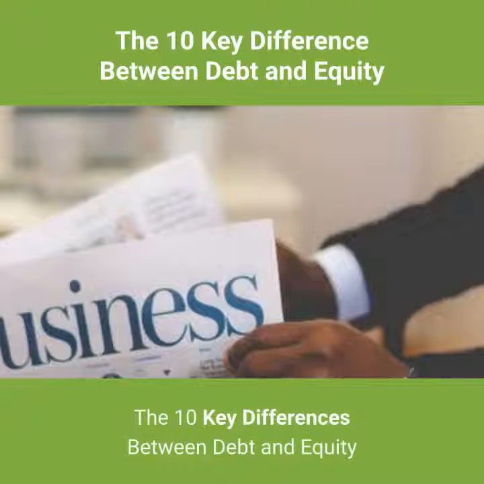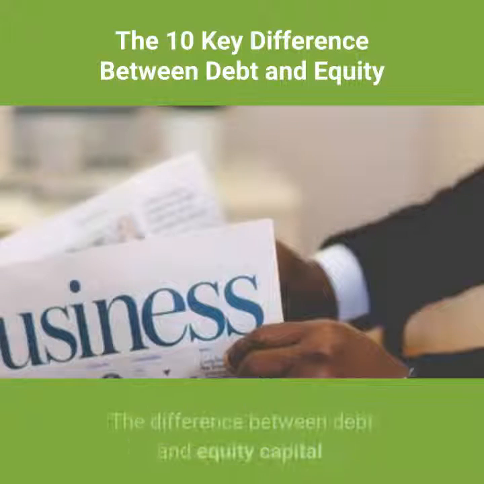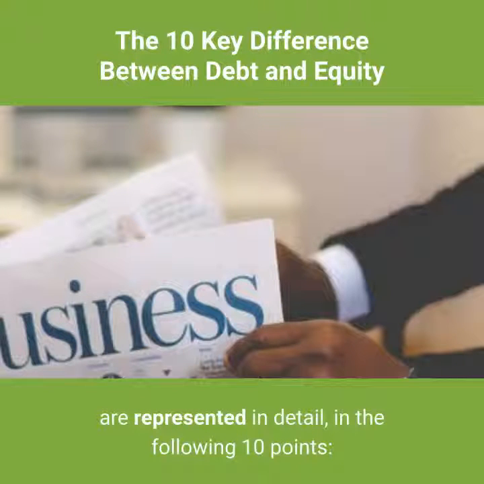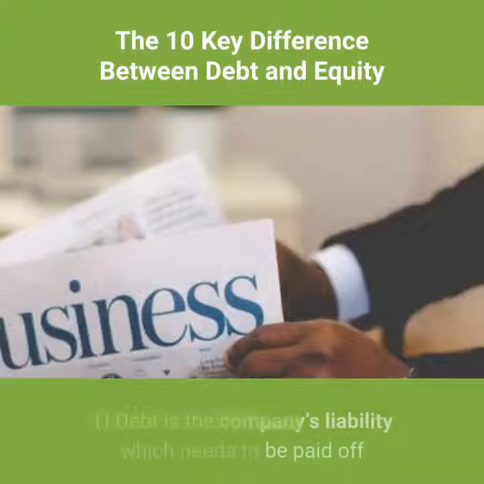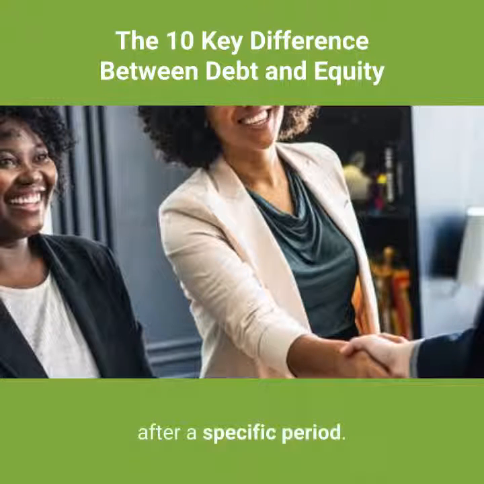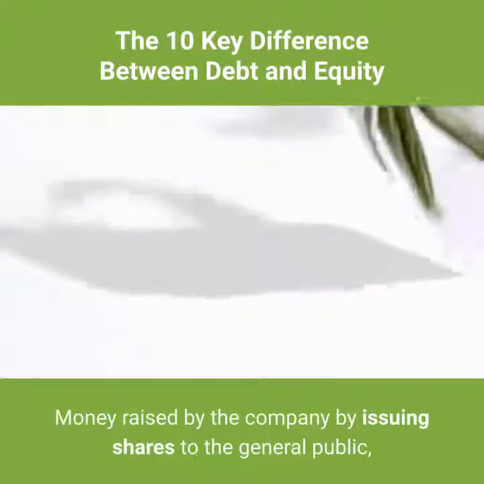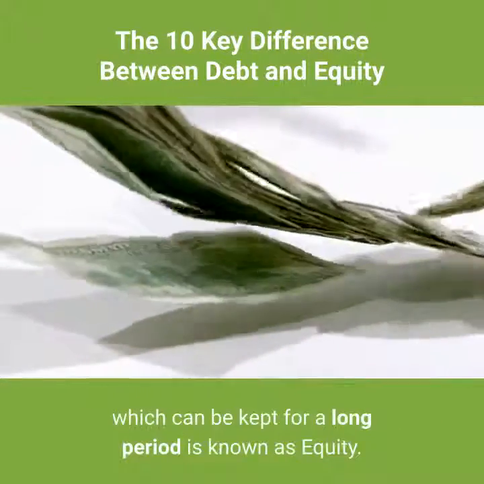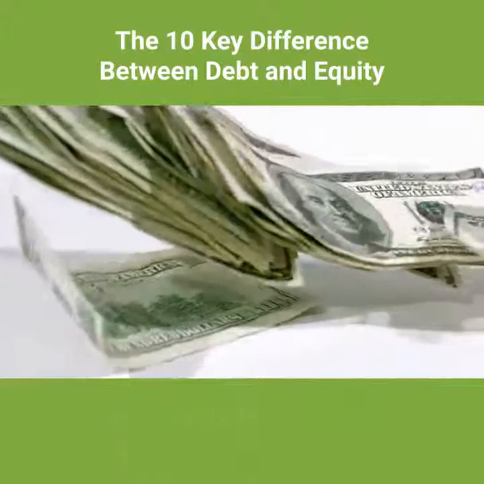The 10 key differences between debt and equity. The differences between debt and equity capital are represented in detail in the following 10 points. 1. Debt is the company's liability which needs to be paid off after a specific period. Money raised by the company by issuing shares to the general public, which can be kept for a long period, is known as equity.